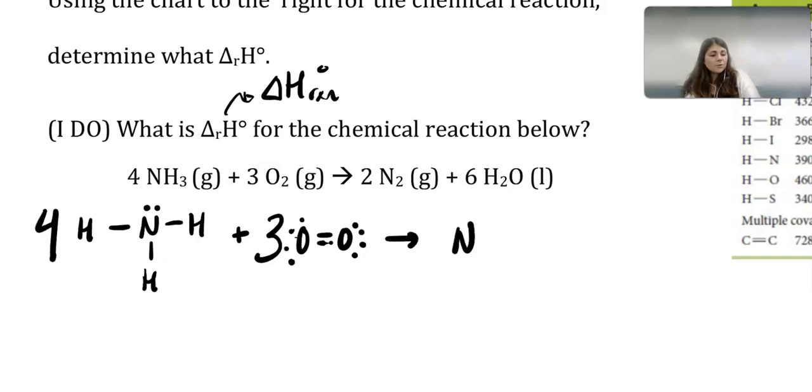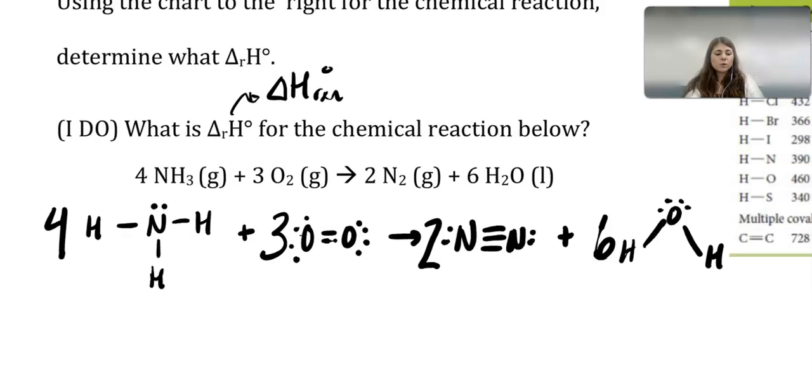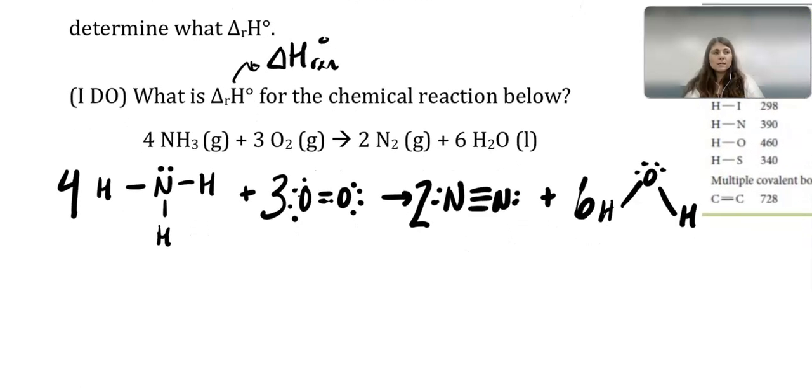Then the nitrogen is a triple bond. Then we have 6 waters. Now, if I went through that too fast and you're like, I don't remember how to do that, you need to go back to Unit 2 and Objective 2.5. That's Lewis structures, okay? Sometimes you are going to need to draw out what's happening.